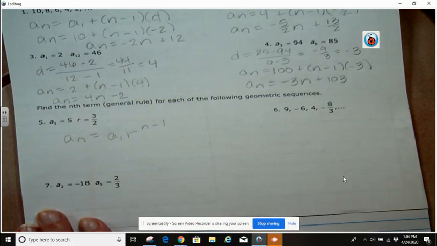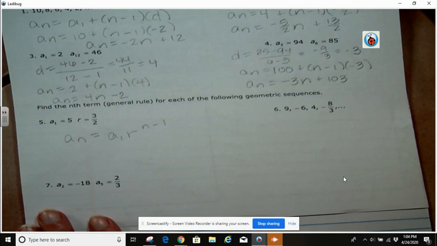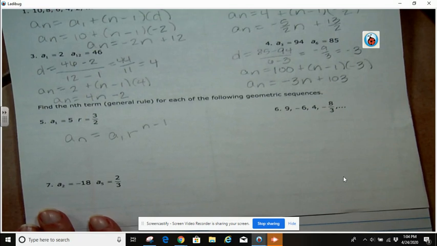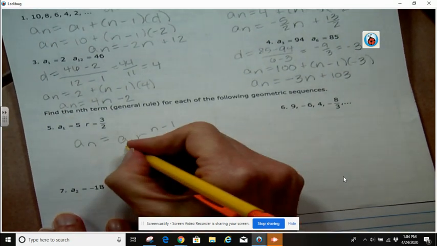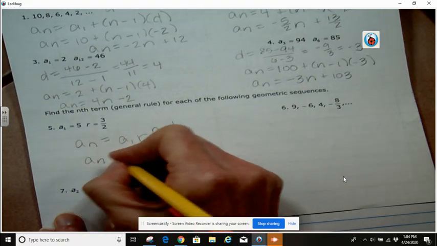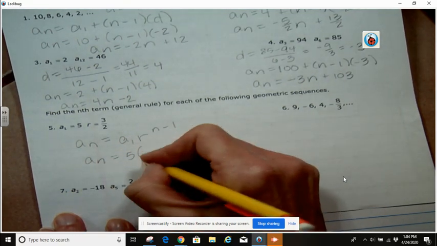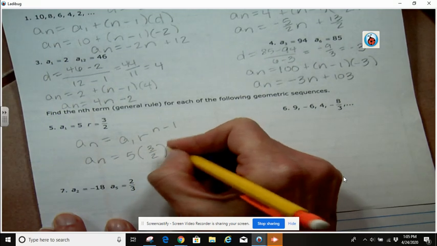And just like we did before, we're going to leave the a sub n and the n because it's a general rule. We want to be able to substitute any n value in to find any term's value. So we're going to replace a sub 1 with the 5 and the r with the 3 halves.